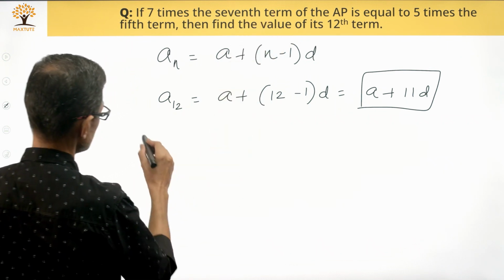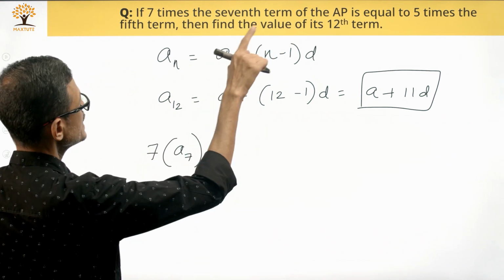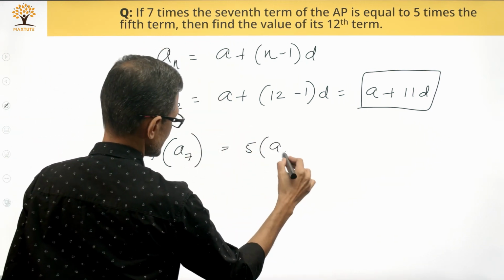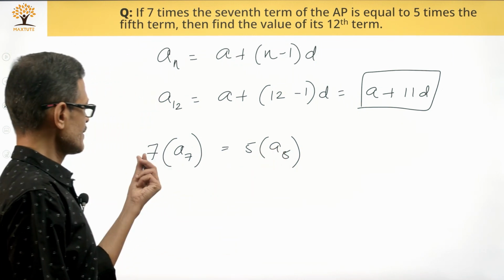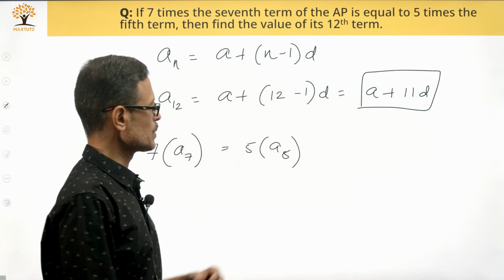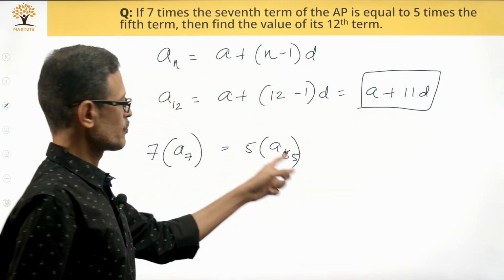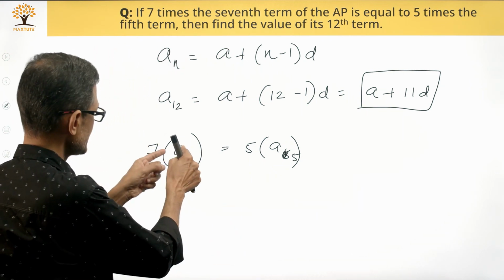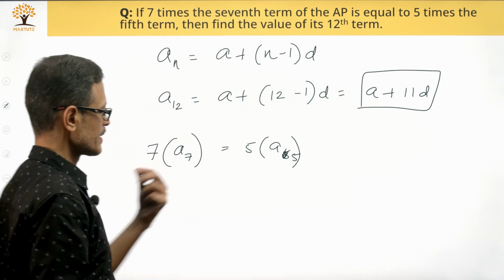7 times the 7th term is equal to 5 times the 5th term. A7 is the 7th term, A5 is the 5th term. So 7 times the 7th term is equal to 5 times, this is 5, right? This doesn't look like a 5, we'll write it. It is 5 times the 5th term. As the next step, you're going to write this A7 in terms of this format, A5 in terms of this format. Let's get done with that.